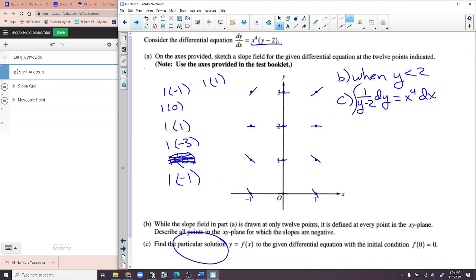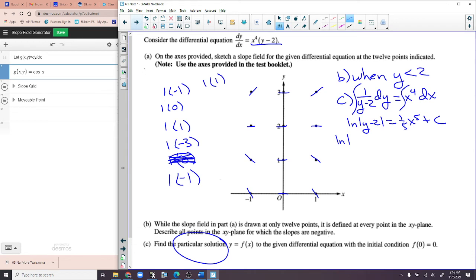Integrate. Natural log of the absolute value of y minus 2 is equal to 1/5 x to the 5th plus c. So we got 2 points. We've split the differentials. We have the correct, hopefully the correct antiderivative. Show that you're using the point.